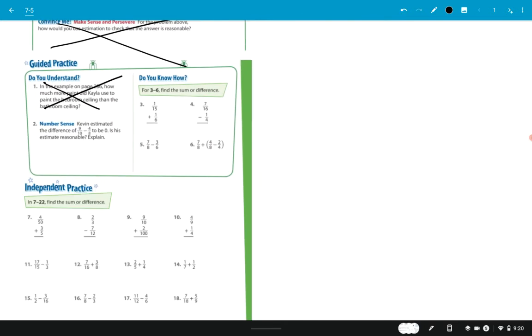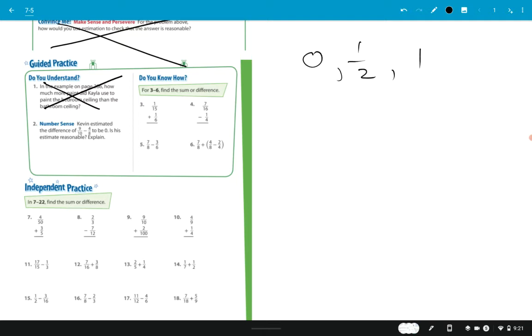Number 2, it says Kevin estimated, that means an approximate, the difference of 9/10 subtracting 4/8. So they ask you to estimate it. It says his estimation is 0. Remember, when we're estimating, the benchmarks are 0, 1/2 or 1. So he says it's closer to 0.